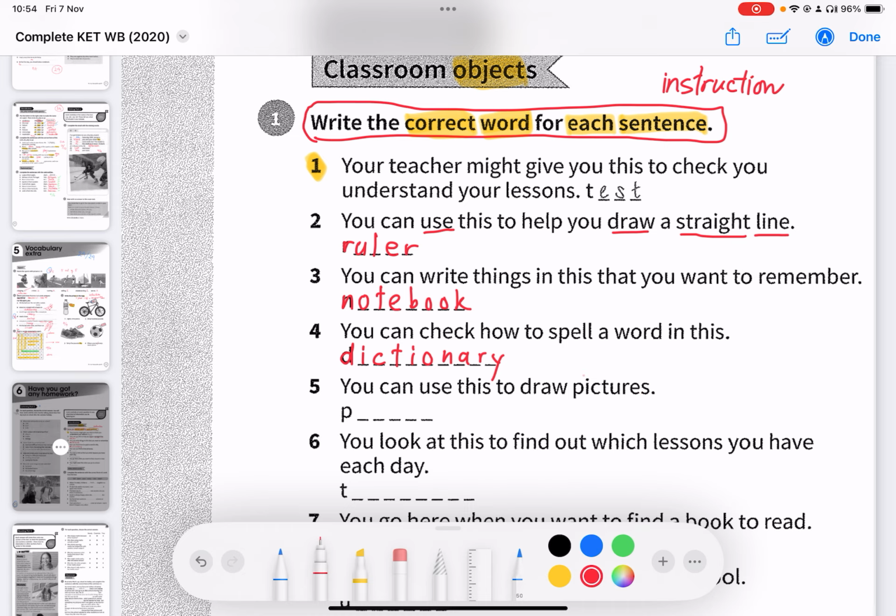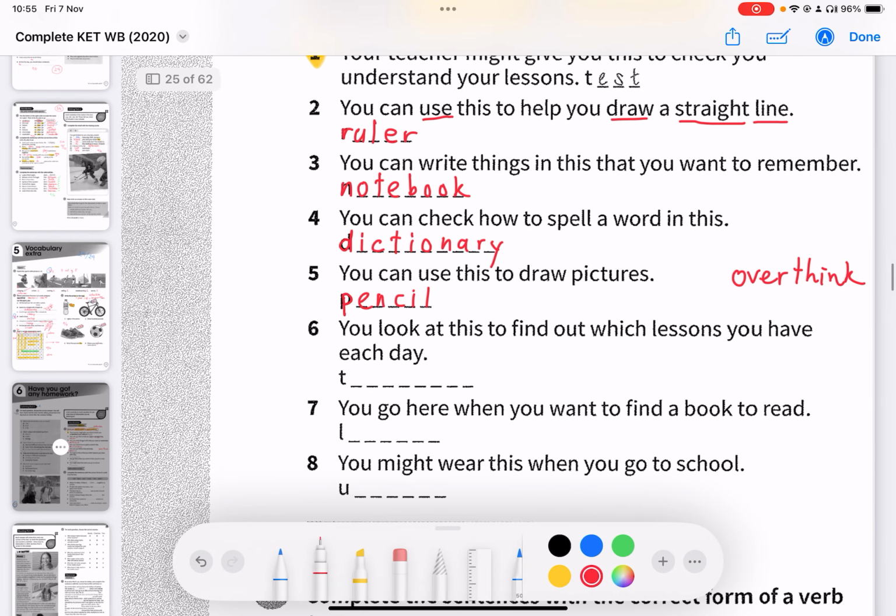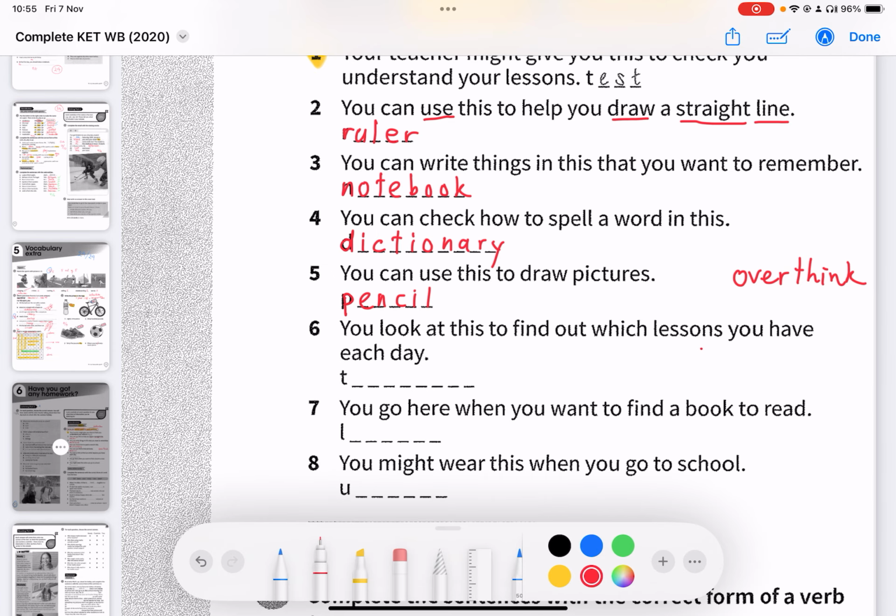And number 5, you can use this to draw pictures. Oh, okay. Bạn có thể dùng cái này để vẽ những bức tranh. What is that? What do you think it is? What can you use to draw pictures? Yeah, don't think too much. Don't overthink. It is pencil. Good job. How do you spell pencil? Oh, sorry, it's too easy for you, but still, how do you spell pencil? Pencil. Good job.